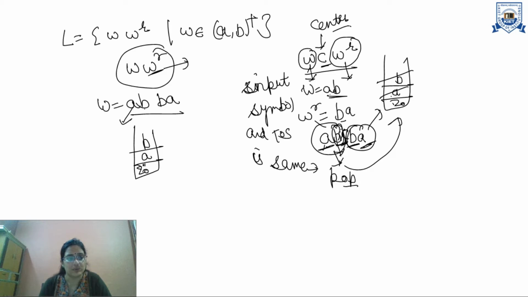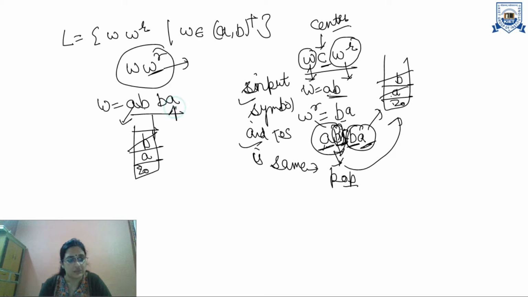For A, first of all, this is the first input symbol, so I have to push it. Now for B, the top of the stack is A, so I push it. Now B occurs, that means the input symbol is B and the top of the stack is also B. They are the same, so I have to use the pop operation. So this B is popped.